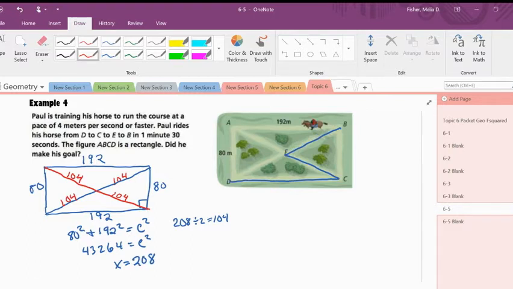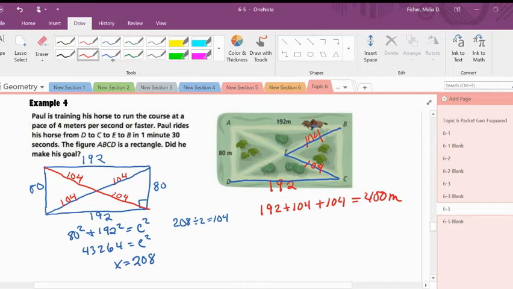Let's take a look at what Paul did. He went 192, he went 104, and he went 104. So now we can just add those together. 192 plus 104 plus 104 equals 400 meters. So Paul went 400 meters, and it took him 1 minute and 30 seconds. So let's change that all into seconds, and we know that he went 90 seconds.